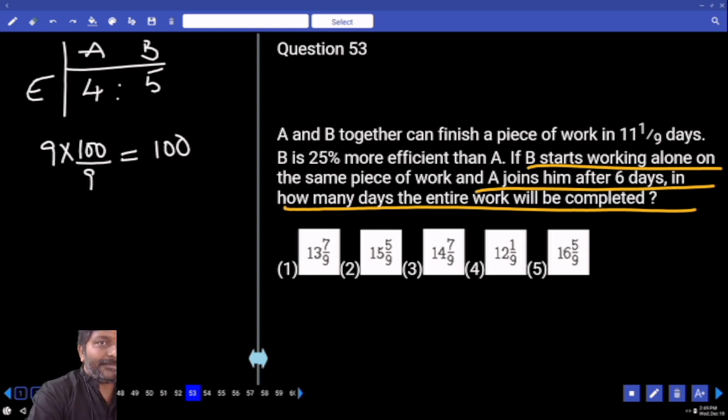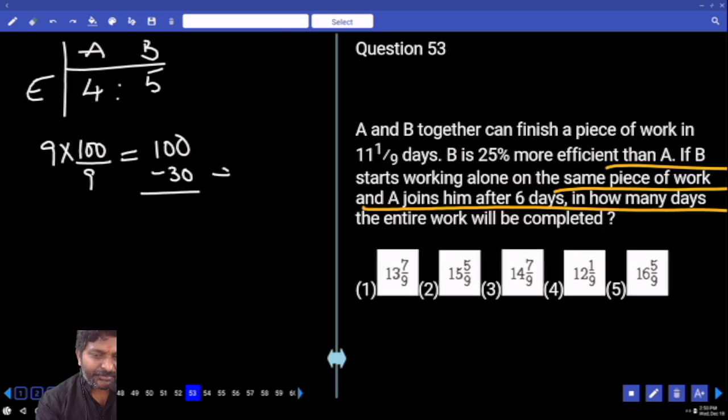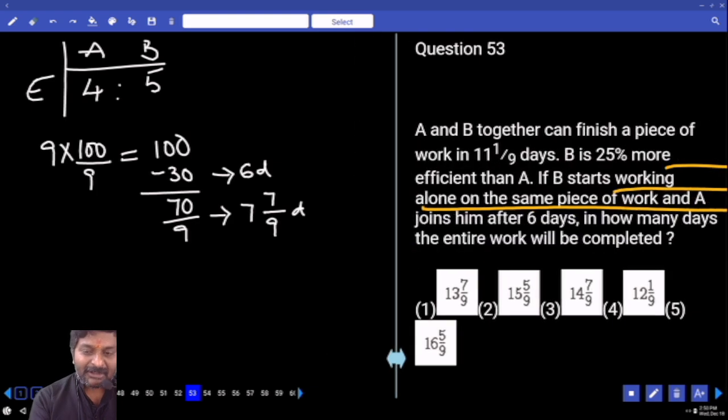Who started? And he alone worked for how many days? In 6 days, B will do 6 into 5, 30 units of work, correct? How many days are over so far? After 6 days, how many units are left? 70 units. And who are there now to complete these 70 units? A and B together. They do how many units? 9. Then to complete this, they need 70/9 days, which is 7 7/9 days. That means the total work is now completed in 6 plus 7 7/9, which is 13 7/9 days.